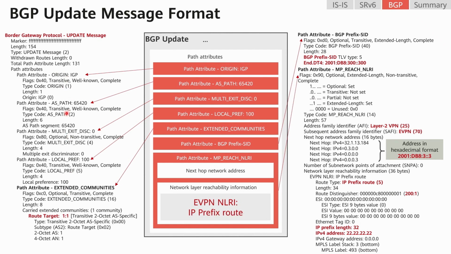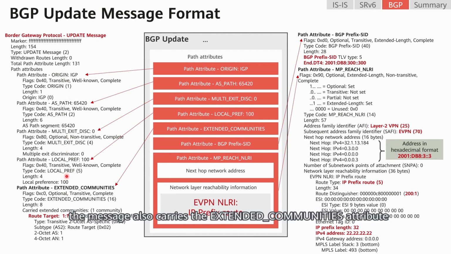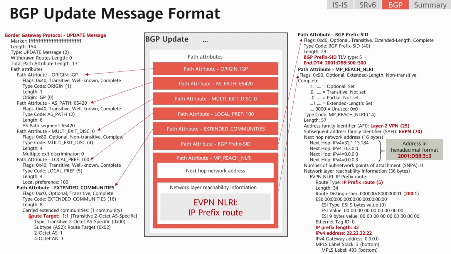In this scenario, the message also carries the extended communities attribute with RT information, the BGP prefix seed attribute with end.dt4 seed information, and an LRI. According to the LRI, we can see that the L2VPN EVPN address family is used here. The route type is EVPN Type 5. The RD, route prefix, and prefix length information are also carried.